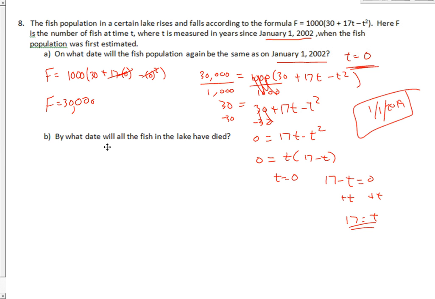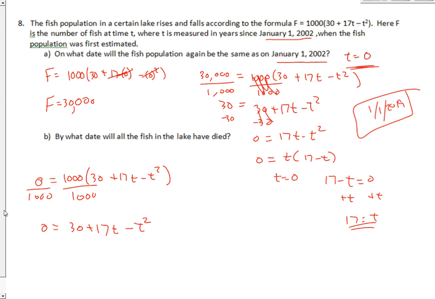Part B, it says by what date will the fish in the lake have all died? And what they're telling us there is that the fish population will be 0 because they will all be dead. So we're going to plug in 0 for F and then work through this problem again, just like we did above, to calculate out t. So instead of 30,000, we're working with 0. So we're going to divide by 1,000 on both sides. That gives us 0 equals 30 plus 17t minus t squared.